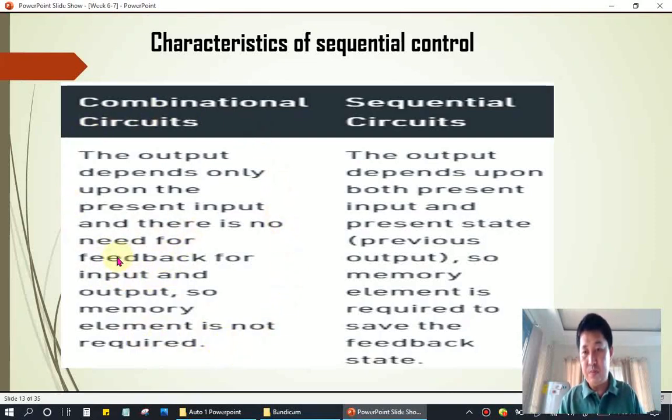I concluded this one. This is an open loop control system. And the sequential circuit is one where the output depends upon both the present input and the present state, the previous output. So a memory element is required to save the feedback state. So this is a closed loop control system.